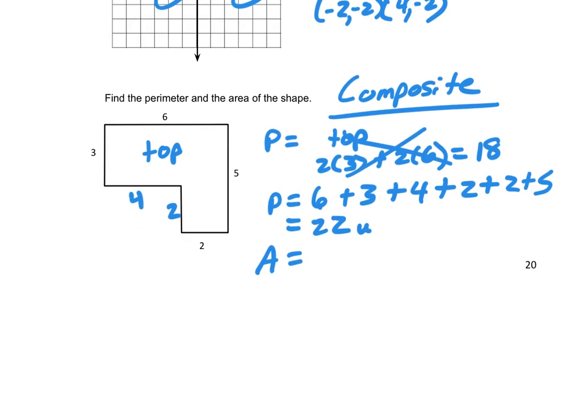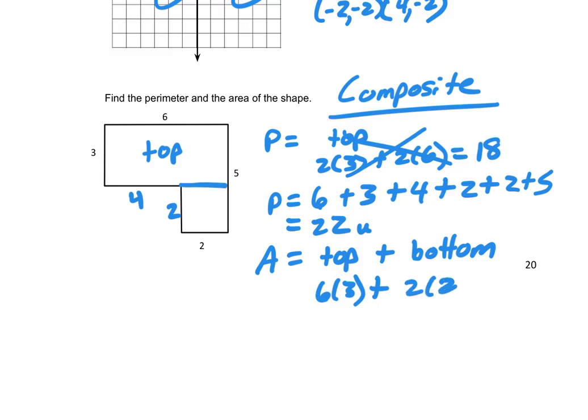Okay, area. This is where splitting it up into 2 parts is probably better. The top part would be 6 times 3. The bottom part has dimensions of 2 and 2. It's a square. So we have 18 plus 4, 22 units squared.